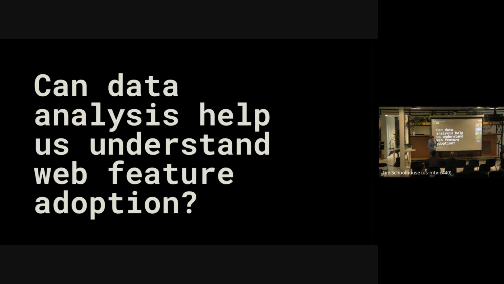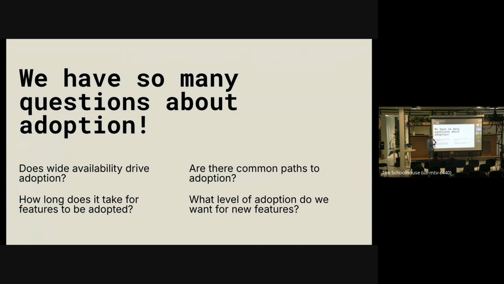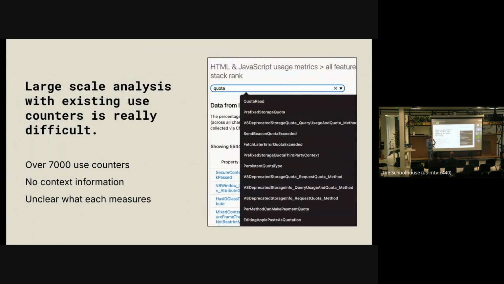All right, and we're back. So every time I tell somebody that doesn't work on Core Web Vitals about this, a lot of the time they ask me this question: hey, we work on web platform, we make new features for the web. Ideally, people use the features, they get adopted by developers. Can you do this kind of analysis to understand that better? They have a lot of questions they usually ask. How much does availability drive adoption? Are there common paths to adoption? How long should it take? What level of adoption do we even want? We can't answer all the questions, but I've been taking a look.